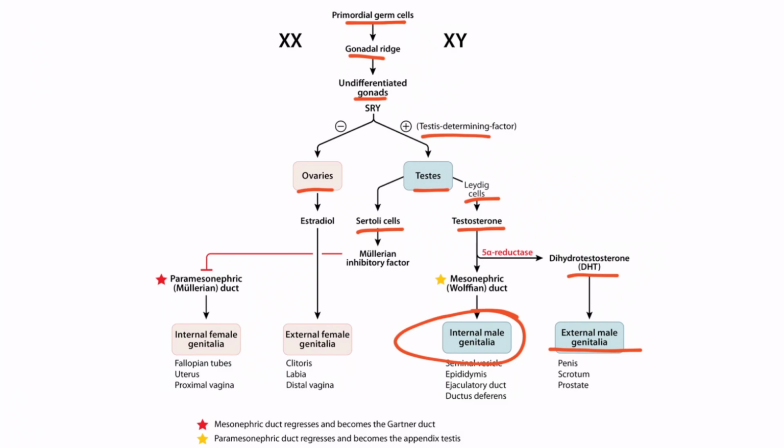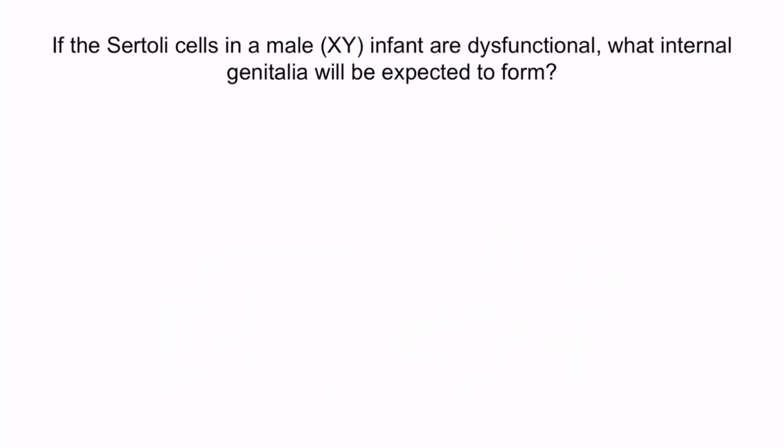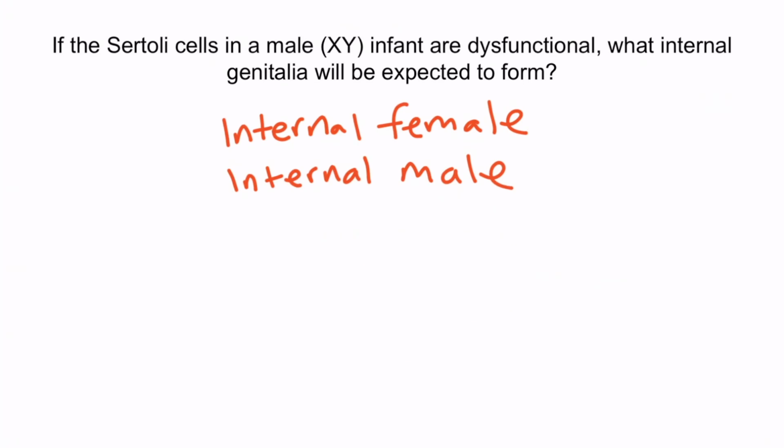On the other hand, if the gonads become ovaries, then estradiol is produced, and this promotes the development of the external female genitalia. All right, now that you understand the normal processes, let's review with a question. If the Sertoli cells in a male infant are dysfunctional, what internal genitalia will be expected to form? Okay, recall that Sertoli cells produce Mullerian inhibitory factor, which normally results in degeneration of the paramesonephric duct. However, if this is absent, then both the paramesonephric duct and the mesonephric duct will form. Therefore, this male patient will have both internal female and internal male genitalia.